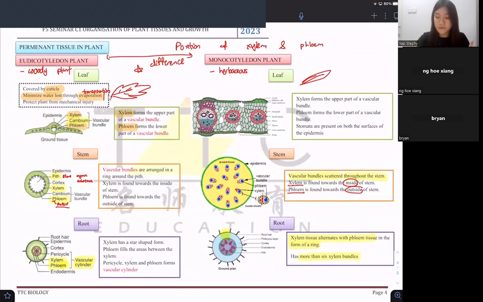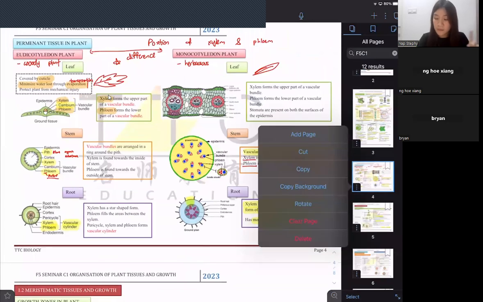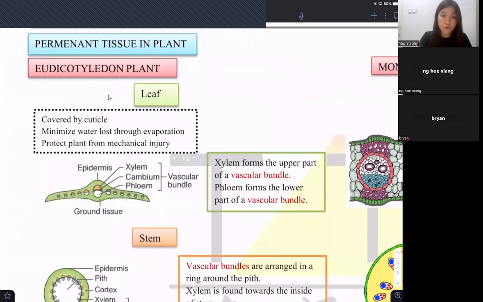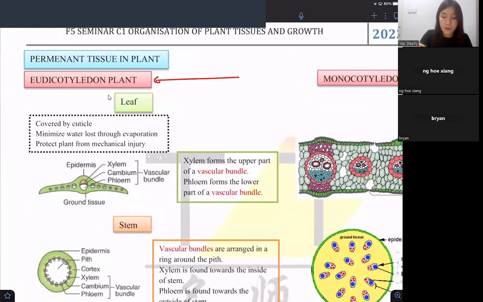Okay, for page 4, you come to see it here. The most important thing is you all need to know the position of xylem and phloem. This one will show you, for every part of the plant, where the xylem is and where the phloem is. So this is for the position. And the most important thing is you need to know the differences. Normally for the differences it's 2 marks to 4 marks. So at least 2 to 4 points to know.